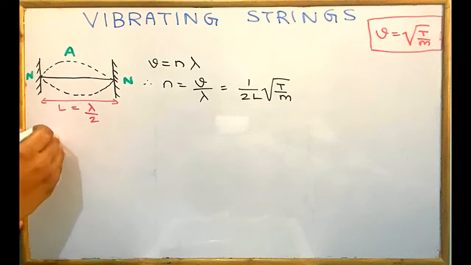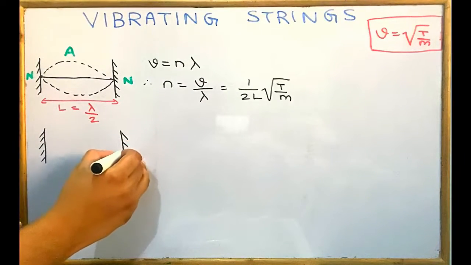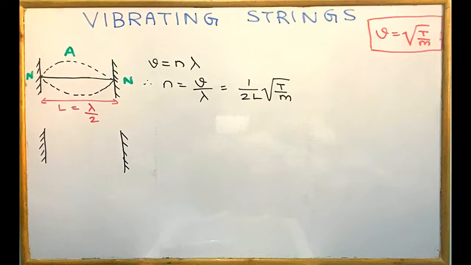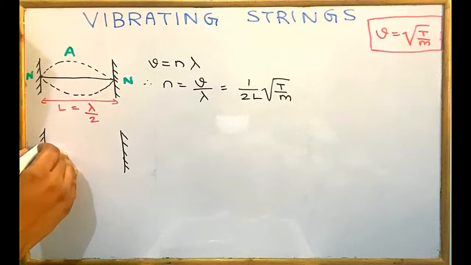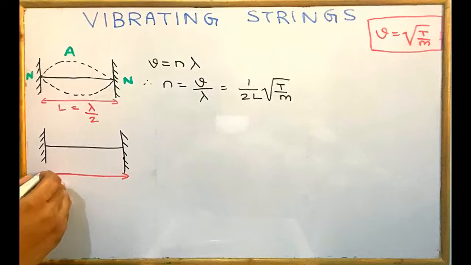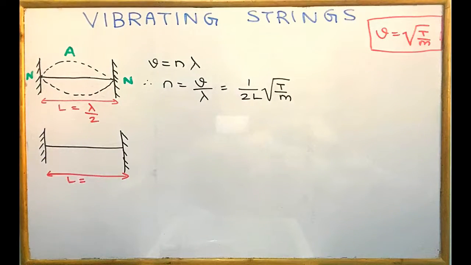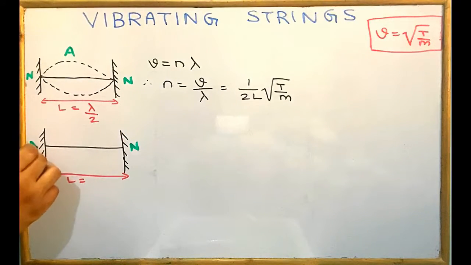But what if I make the string vibrate in such a way that, you see, it's the same string now. I am not changing the tension, I'm not changing the string itself, and neither am I changing the length of the string, right? The length of the string is still the same. That means I still have the same length L. Okay, and there's no option, I have to have two nodes at the ends, there must be nodes.